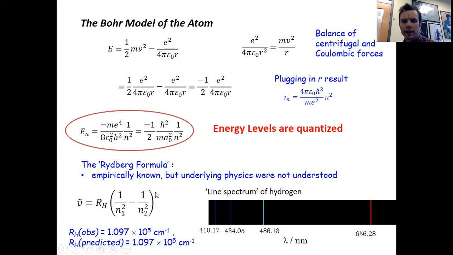Bohr's formula is exactly consistent with this form. You see a 1 over n squared in the denominator. And in particular, when you plug in these constants, you see his predicted value of 1.097 times 10 to the 5th. The physicists were smart enough to say, boy, that's probably not a coincidence, and there's something going on here. And so that's what we'll talk about. What's going on is a Schrödinger equation, and we will talk about solving that for the hydrogen atom in the next video. See you then.